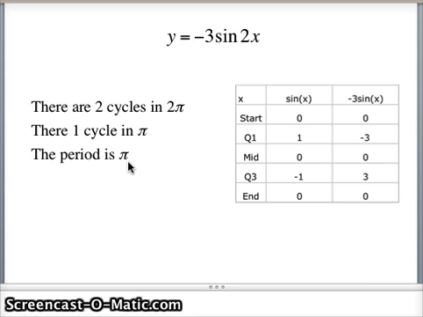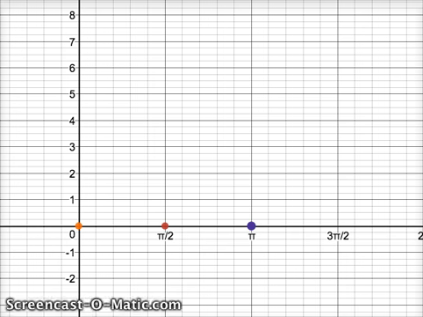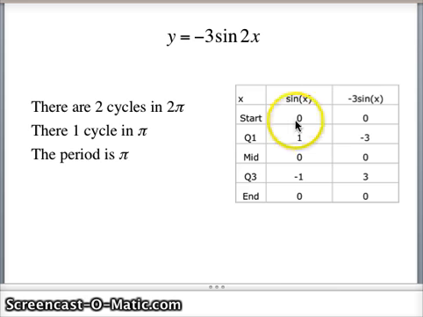Again, period is 0 to pi. Let's get our starting point, midpoint, and ending point, and then we'll take a look at our quarter points. So our period is pi. We complete the entire cycle from 0 to pi. So starting point is 0, ending point is pi, midpoint is pi over 2. Now my first quarter point did what? According to this, the quarter 1 point drops 3.